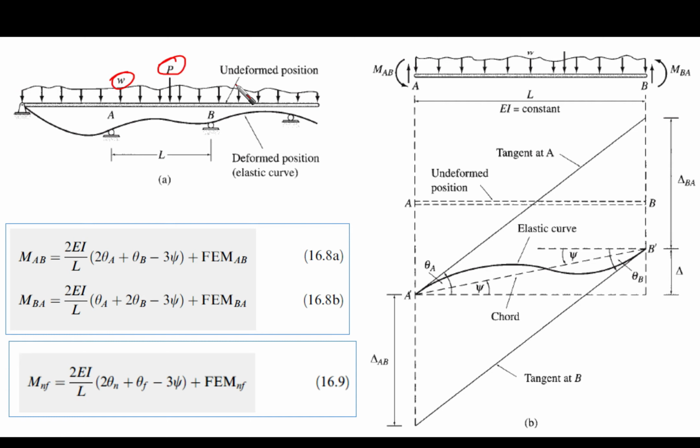This is the undeformed position, and this one is the deformed position, which we commonly call the elastic curve, after the settlement of the supports and the deformation of the beam's main cross-section. Let's study this section of the beam between A and B, which has a length of L, and we are going to magnify it a little bit here so that we can understand. Still we have the distributed load and the concentrated load.